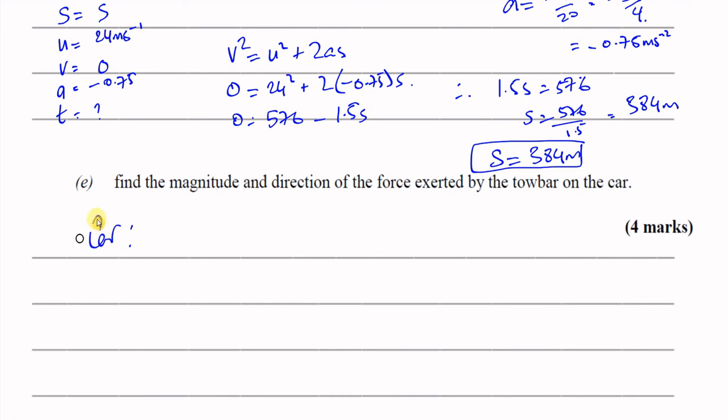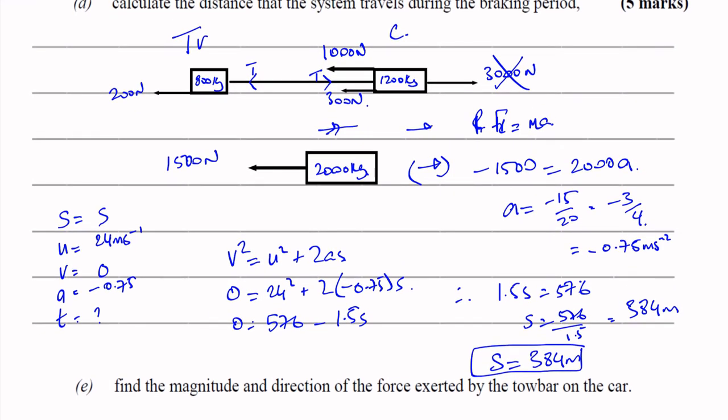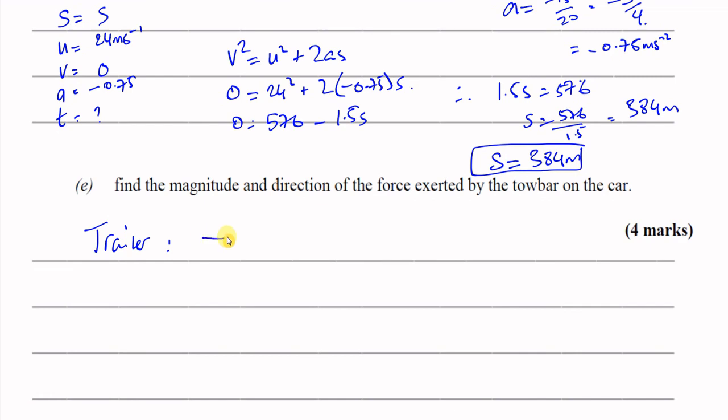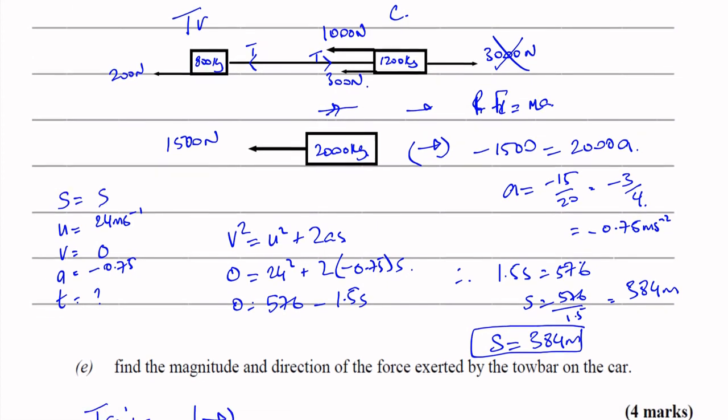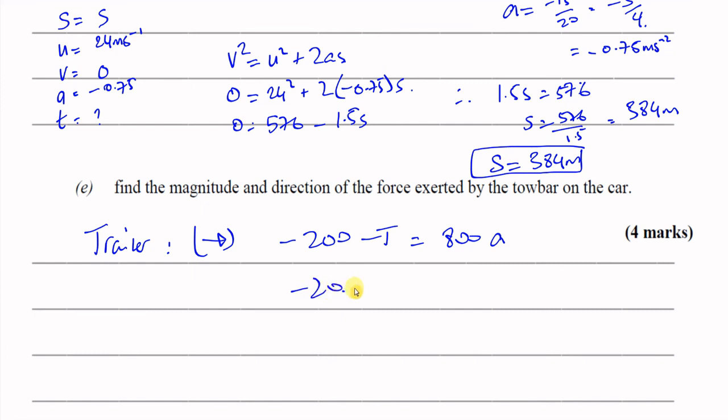Okay, so I'm going to consider the trailer to find what the value of the thrust in the tow bar is. The forces acting on the trailer are both acting towards the left. Now the trailer is moving this way, so I'll take that as positive. So the forces acting on it are minus 200 and minus T. So minus 200 minus T equals the mass, which is 800, times acceleration, which we know is minus 0.75, because that's the new acceleration of the system. So we have minus 200 minus T equals 800 times minus 0.75.